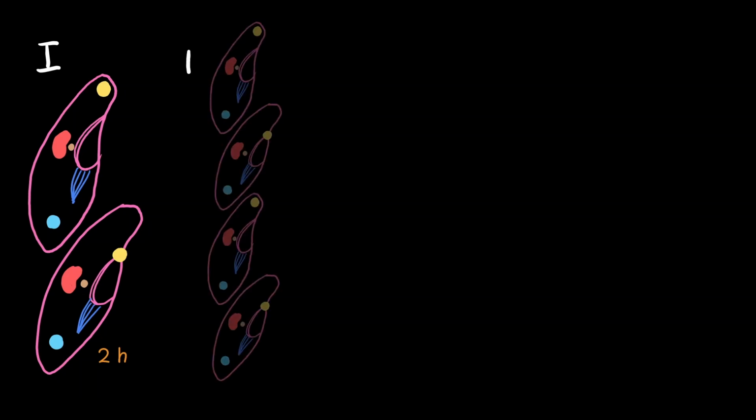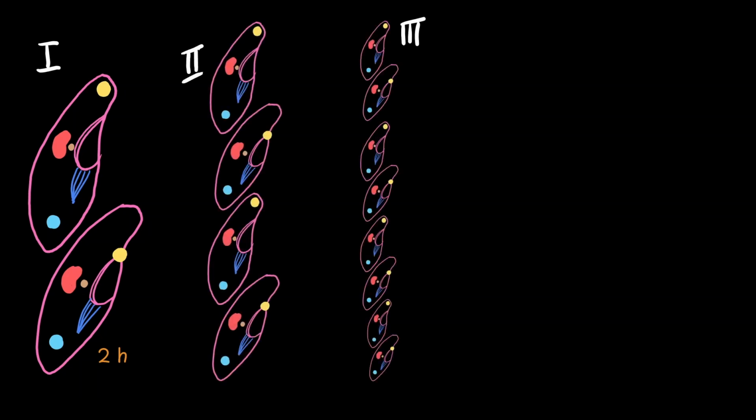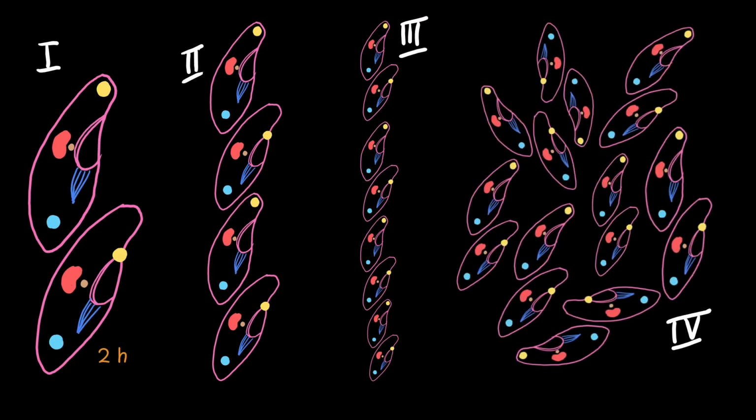Under favorable conditions, the fission takes about 2 hours to produce these two cells, which are considered as the first generation of daughter cells. And if the conditions continue to be favorable, the paramecium can produce 4 generations of daughter individuals in a single day.